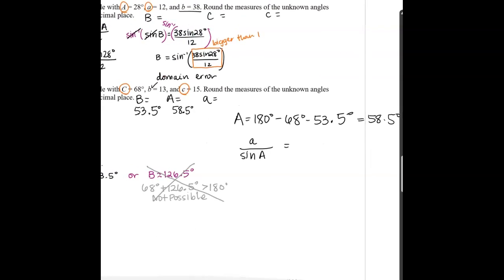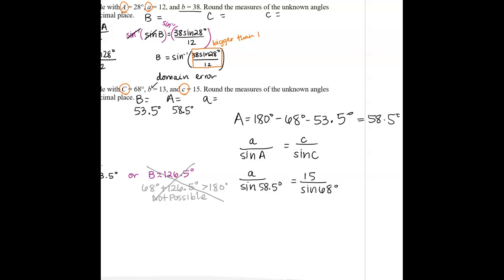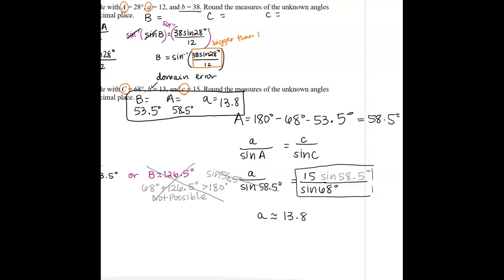And I'm going to again set this equal to the pair that we know, which is the C's. I'm not going to use the rounded B value that we just found. So let's go ahead and start plugging in. I want to isolate little a, so I'm going to have to multiply both sides of this equation by that sine 58.5 degrees that's in the denominator. And then when I put this exact value in the calculator, we find that little a is approximately 13.8. And then we have solved our triangle.